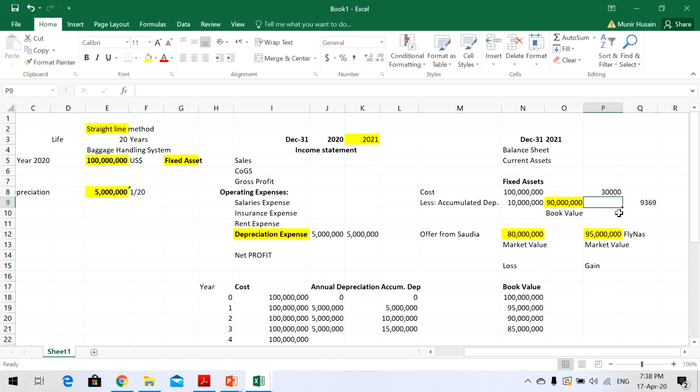So can you tell me what this number is? Can you calculate? We can calculate it, which is the difference between these numbers. Basically this is the total depreciation, and this is the book value. So now you have the book value, the cost, and accumulated depreciation.